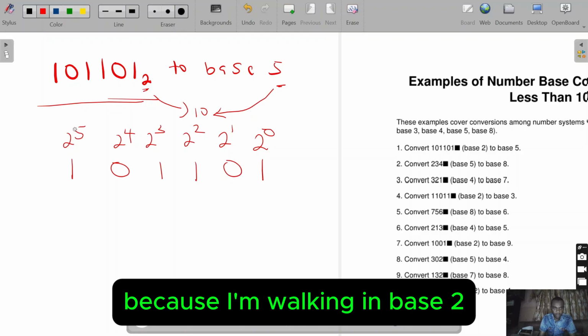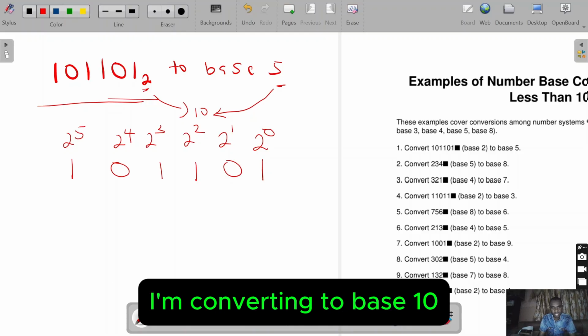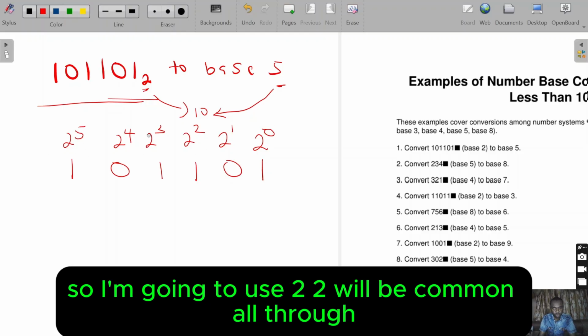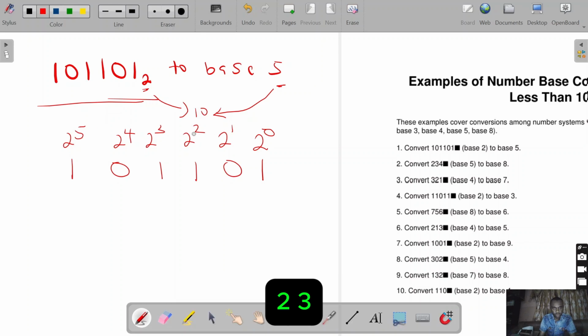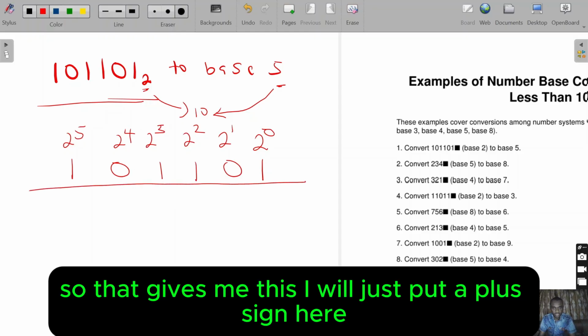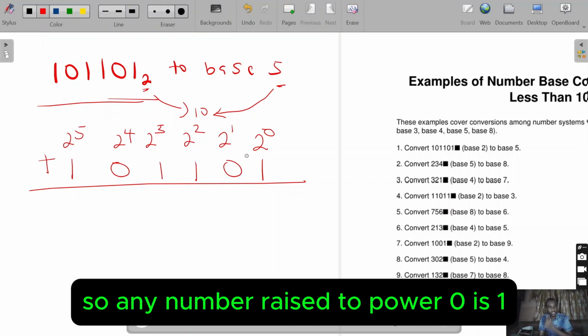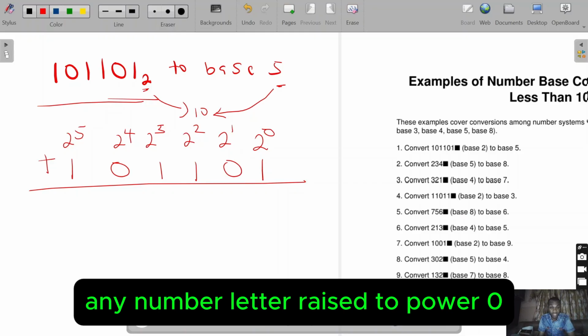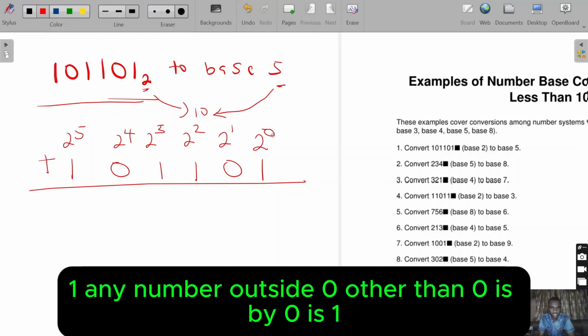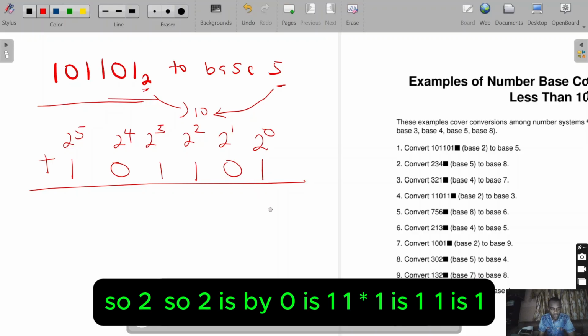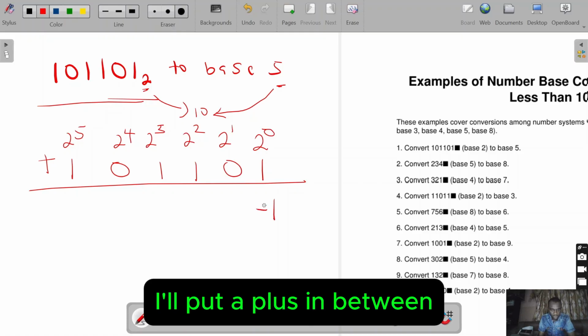Don't forget, because I'm working in base 2, converting to base 10, I'm going to use 2. 2 will be common all through, and I will count the powers from 0, 1, 2, 3, 4, 5. I will just put a plus sign in here. Any number other than 0 raised to power 0 is 1. So 2 raised to power 0 is 1. 1 times 1 is 1. I'll put a plus in between.